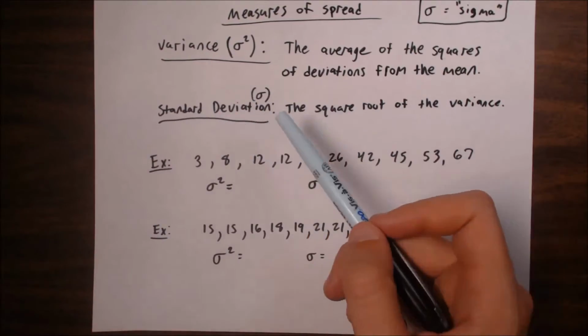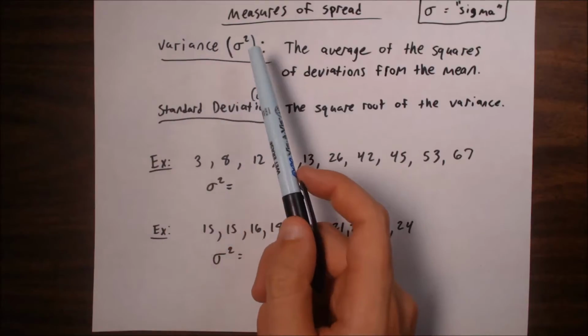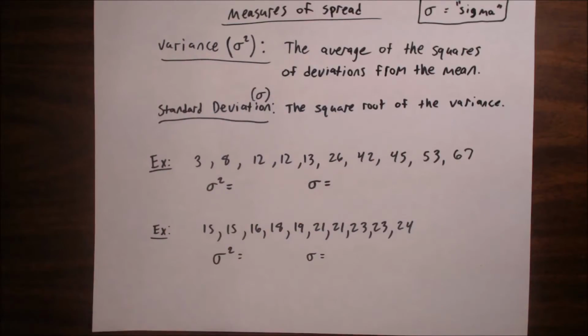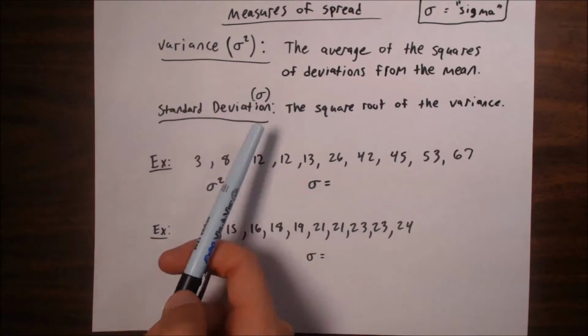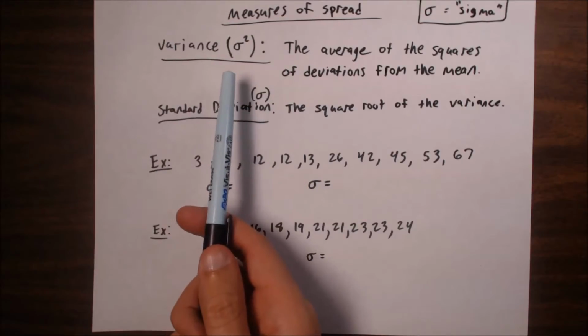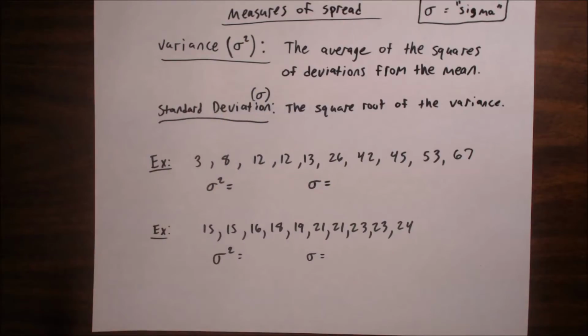And so when you're calculating these by hand, you have to find the variance and then take the square root to get the standard deviation. As it turns out, the calculator is only going to tell us the standard deviation. So if we want the variance, we have to square it to get the variance. And so we'll just go ahead and jump in with a couple examples here.